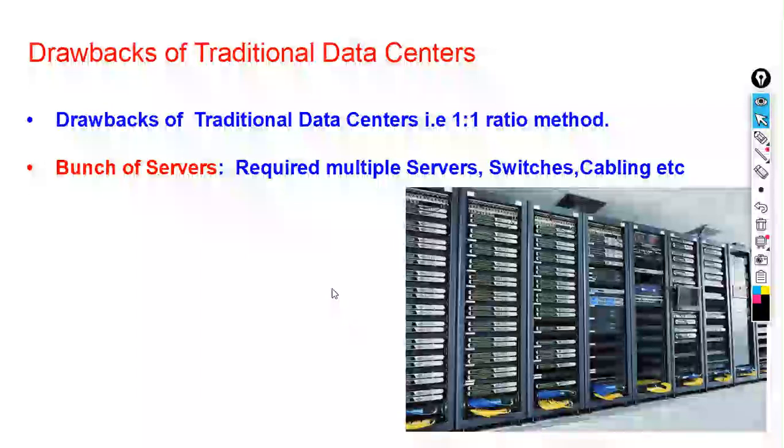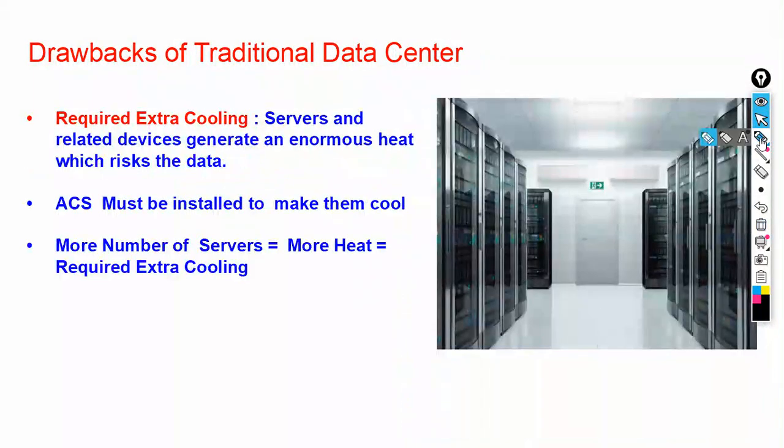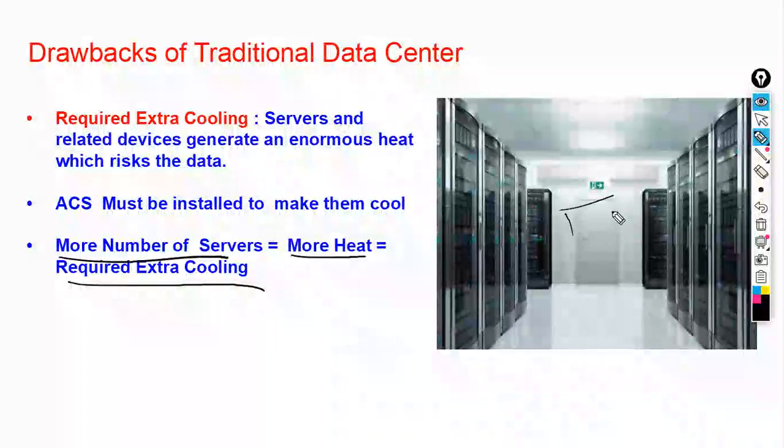Let us see the drawbacks of traditional data centers. You will have a bunch of servers. You can see so many servers are there. It requires multiple servers, switching, cabling, etc. These servers and networking devices generate a lot of heat, so we need to make them cool as well. To make them cool, ACs must be installed in the data center. More servers means more heat, which requires extra cooling, so you need to install more ACs.